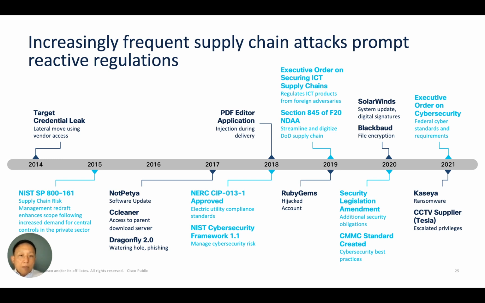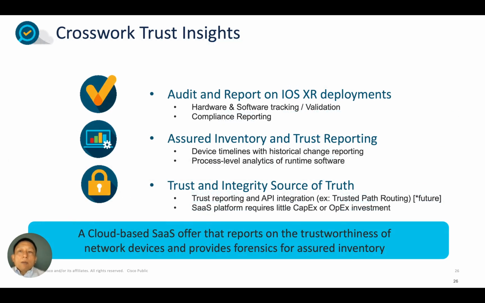Sorry, I'm not trying to pick on anybody, but Trust Insights is there for a reason, because you want to make sure that you have the right SOP, standard operating procedure, the right hardware, software, and also the right management tools to make sure of zero trust in the network, so that you can run a zero trust network, a security slice of the network. You can do continuous audit because of your customers' requirements. Okay, so what does Crosswork Trust Insights do?